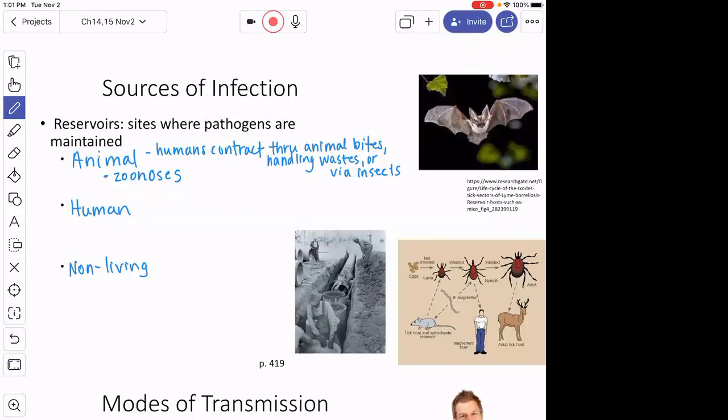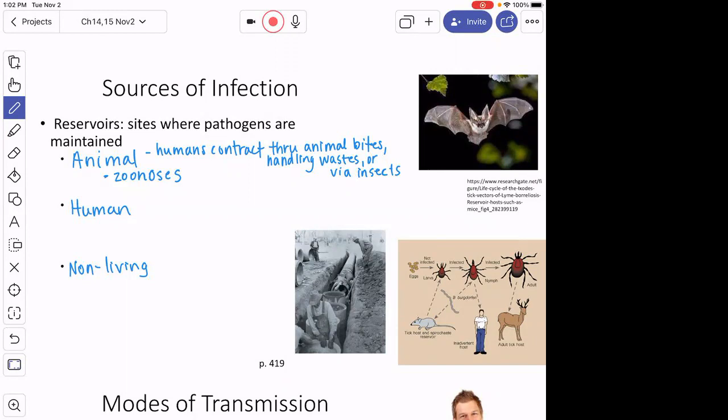There are many examples of that. We talked about bats briefly. They are reservoirs for many different infections, mostly viruses. Anytime a pathogen is maintained in some animal reservoir, we call that infection a zoonosis. So a zoonotic infection is one where it's maintained in animals. Oftentimes the animal is not harmed by the pathogen, but that's not strictly the case. And then as humans, we contract that pathogen by some kind of close contact with the animal.